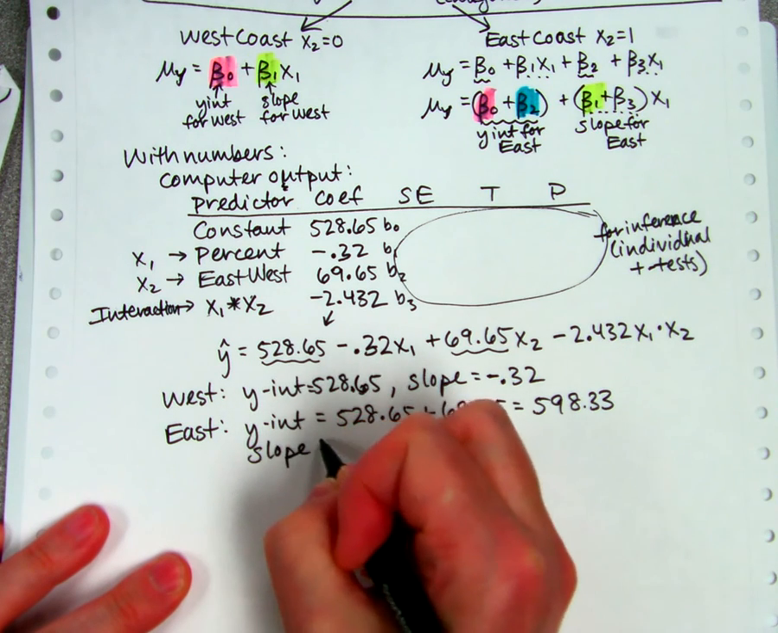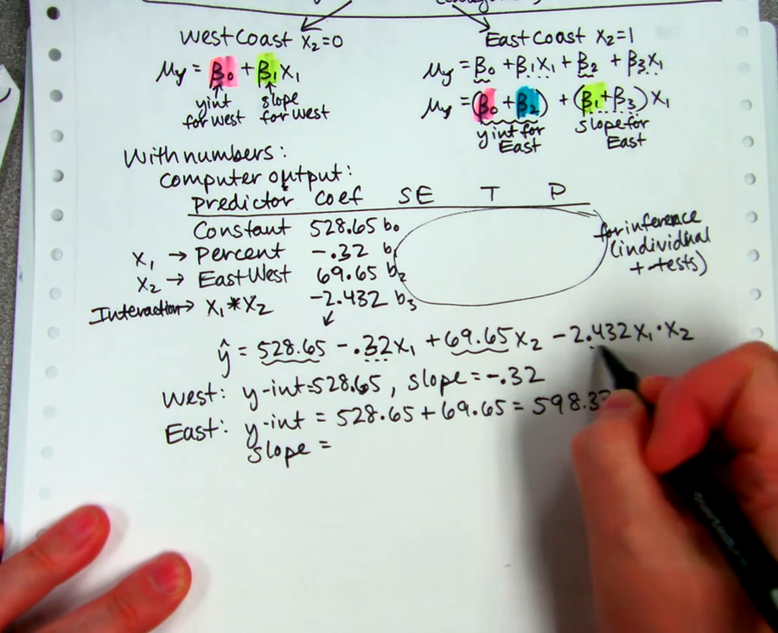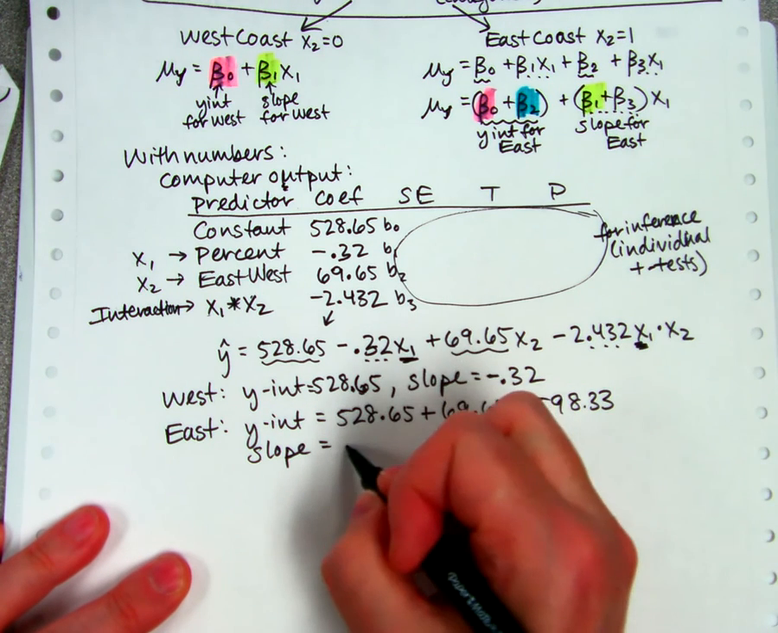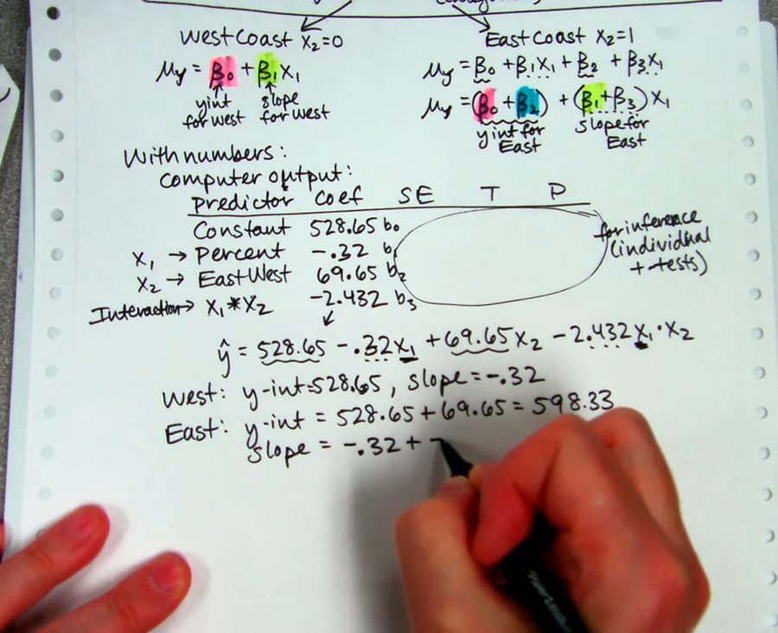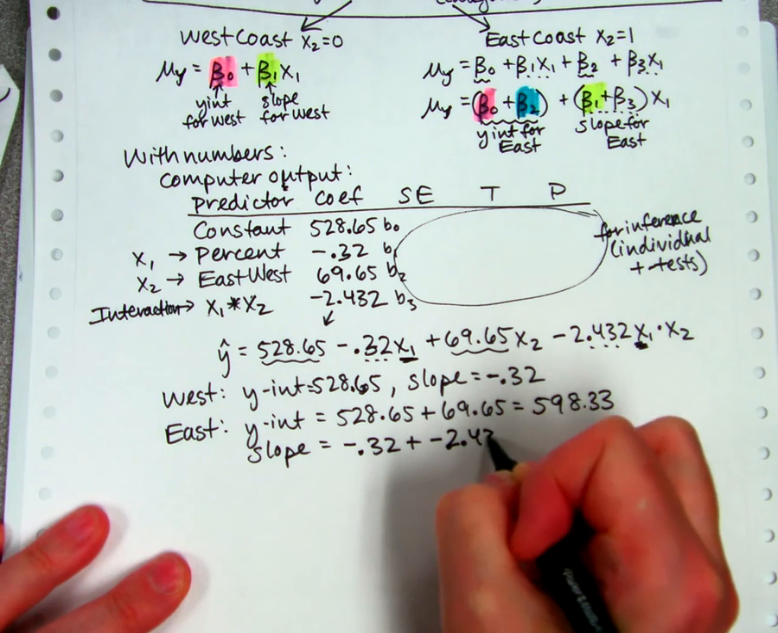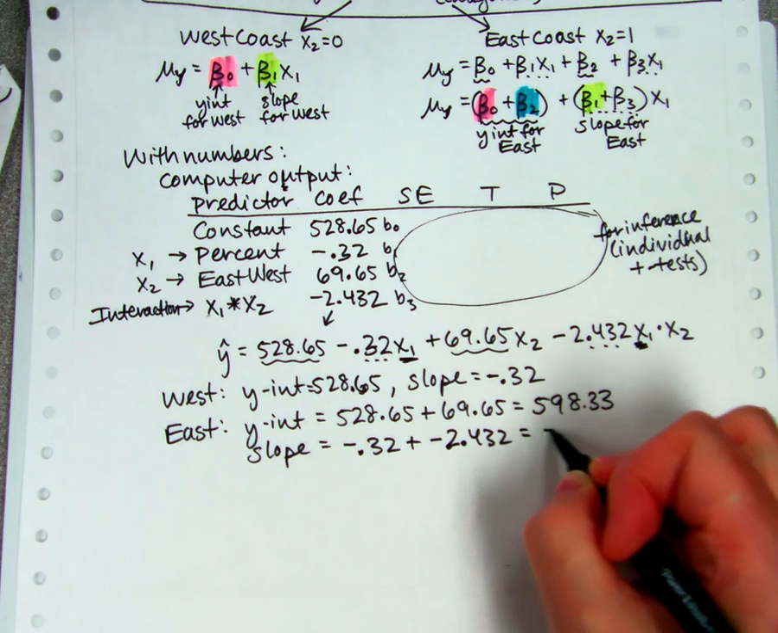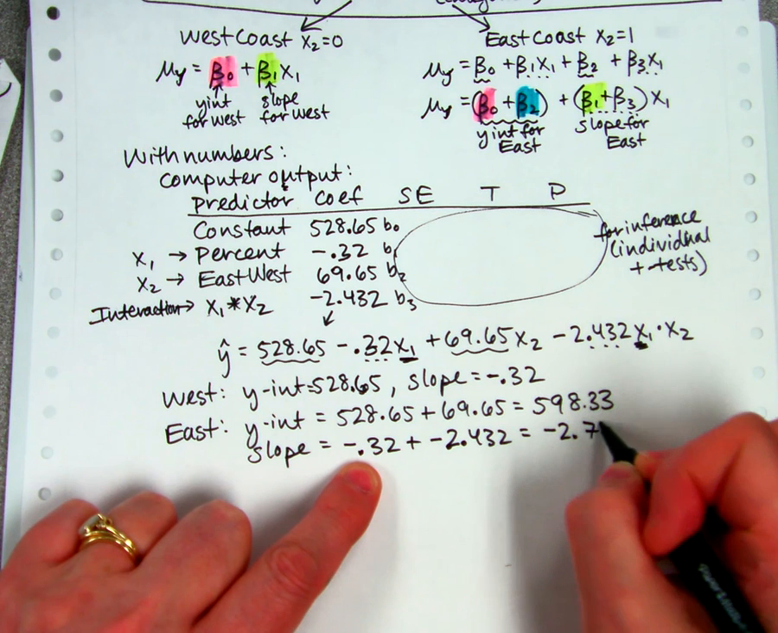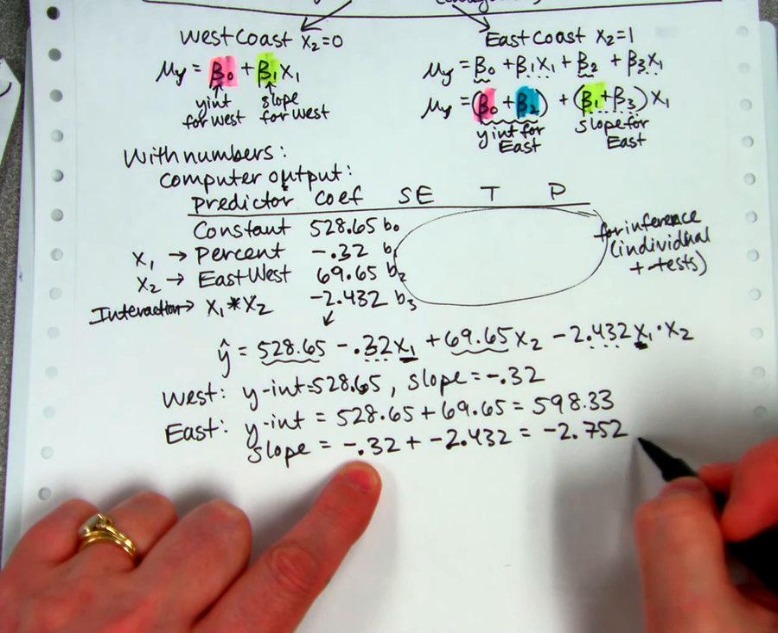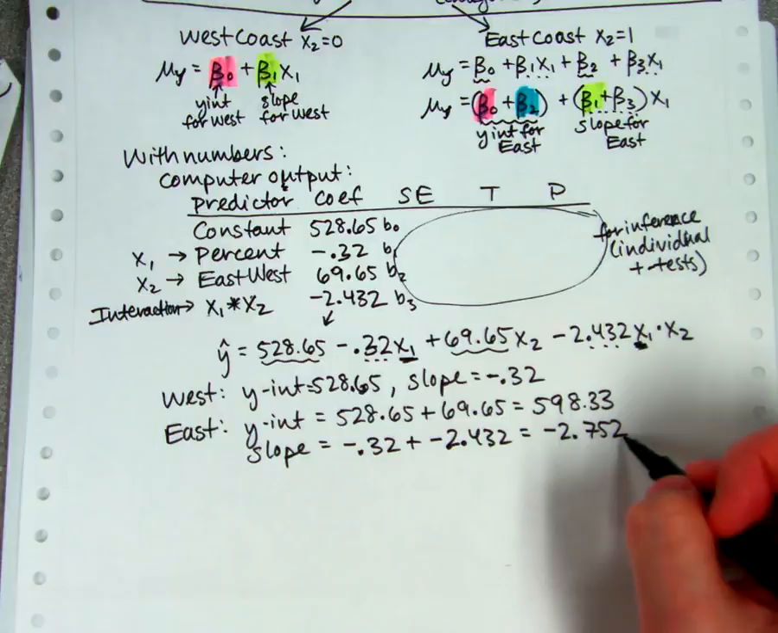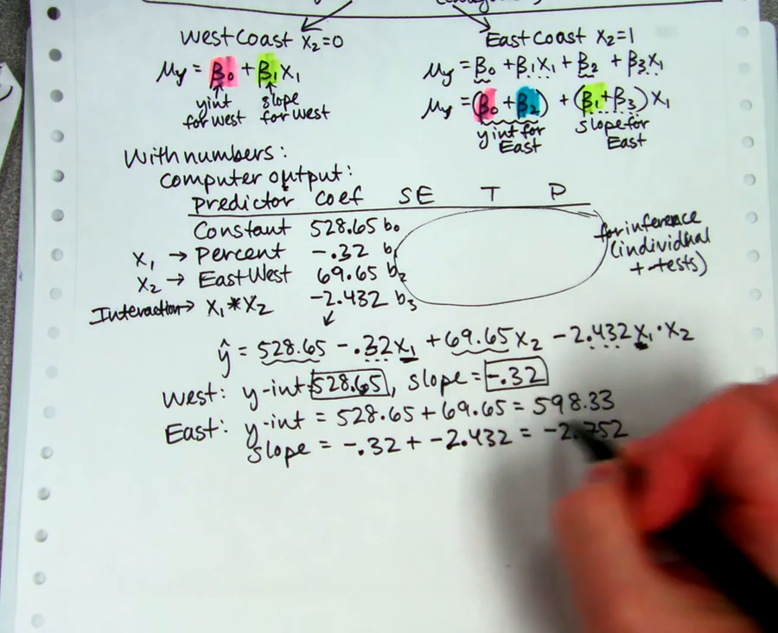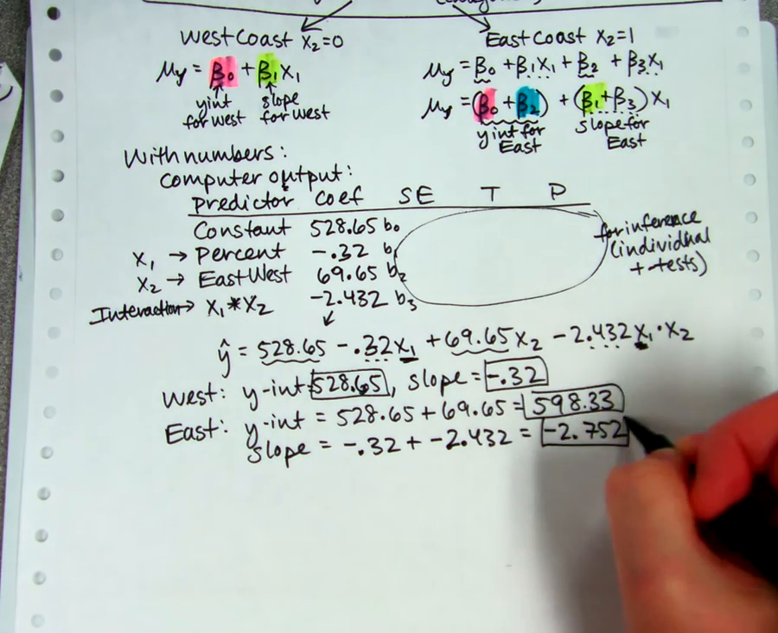Slope is you have to add together these two that have the x1 on them. So watch for that x1 to find the slope. Slope would be negative 0.32 plus negative 2.432. If you add those together, you get negative 2.7 something. It's not perfect. 752, and that's the predicted decrease in mean math score for each additional percent of taking the SAT for the East Coast schools. So you could use them to write separate equations for the East Coast and West Coast like we did up above.